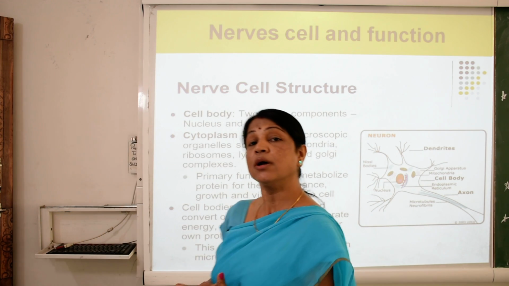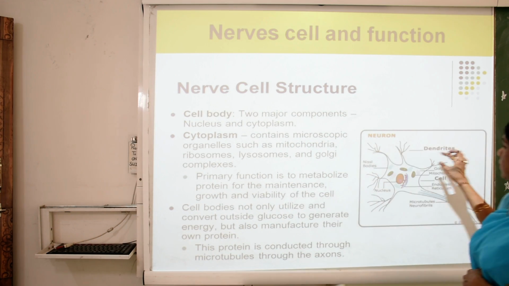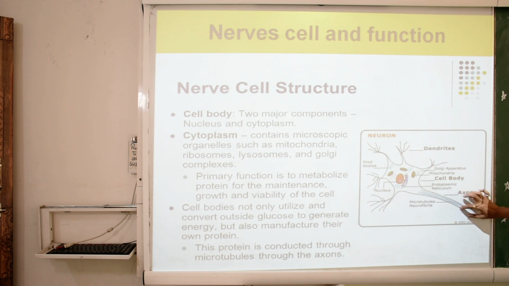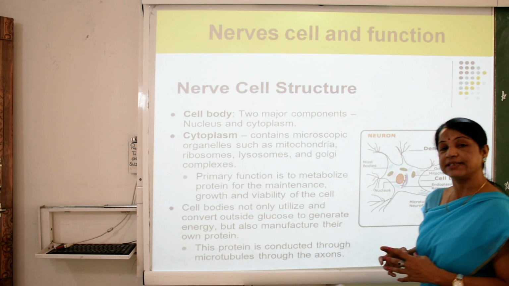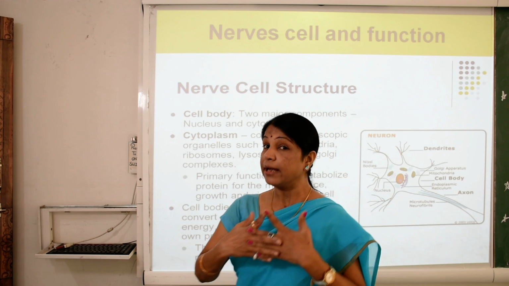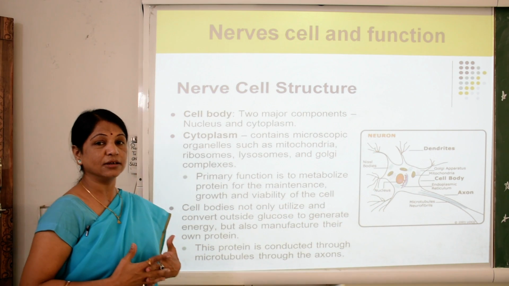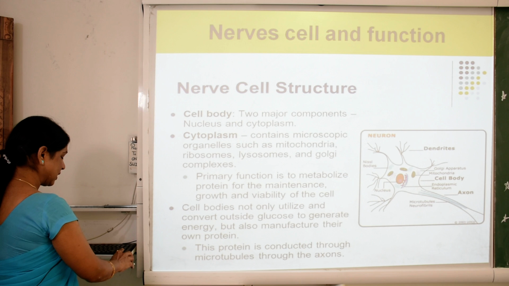What is the role of the axon? In this picture the various types of axon are shown. It sends the message, that is why it is called the axon. And here we see the nervous system, the nerve cell structure.